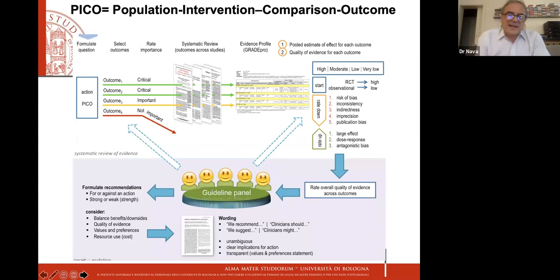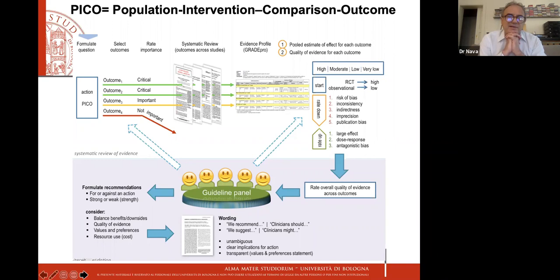When you develop a task force, I don't want to spend too much time on this, but as I said since the beginning, we need to understand how we were working. We need to develop what we call the PICO question. PICO stands for population, intervention, comparison, and outcome.